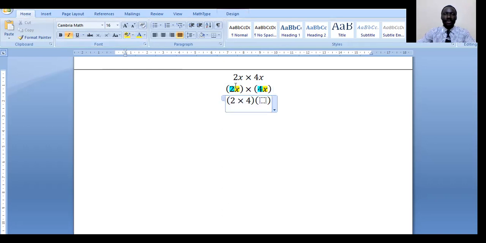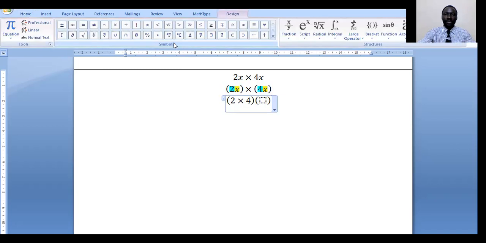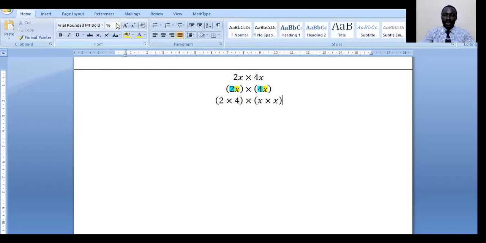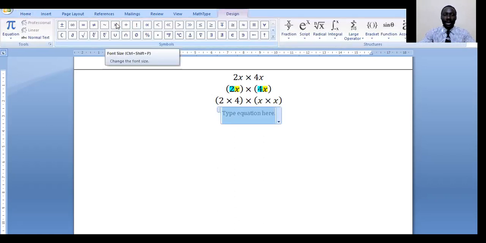What this would mean is, after writing 2 times 4, the next thing you want to include is x times x. That is x times x, like that. So what would this simplify to? Well, in the first bracket, we multiply 2 by 4, and we get 8. In the second bracket, we get x times x, which gives us not 2x, but x squared, okay?